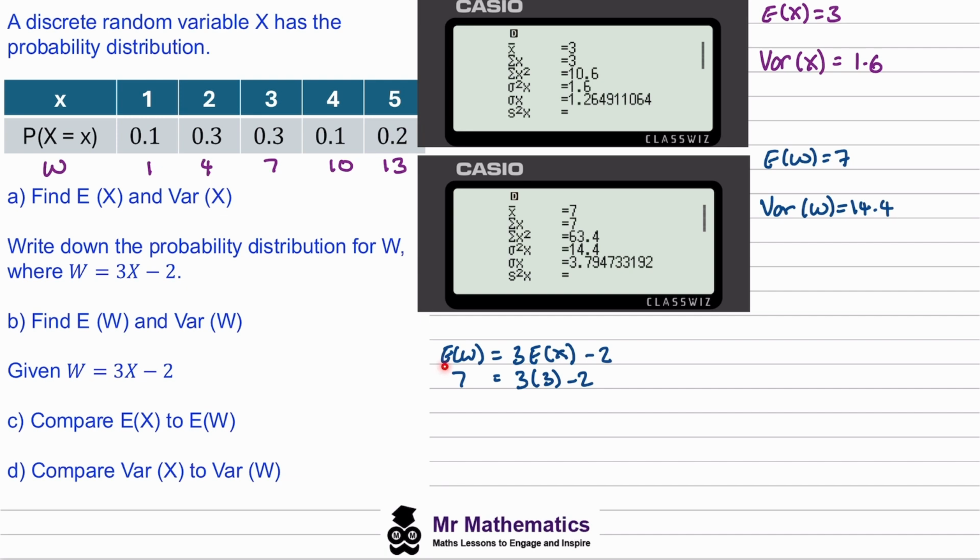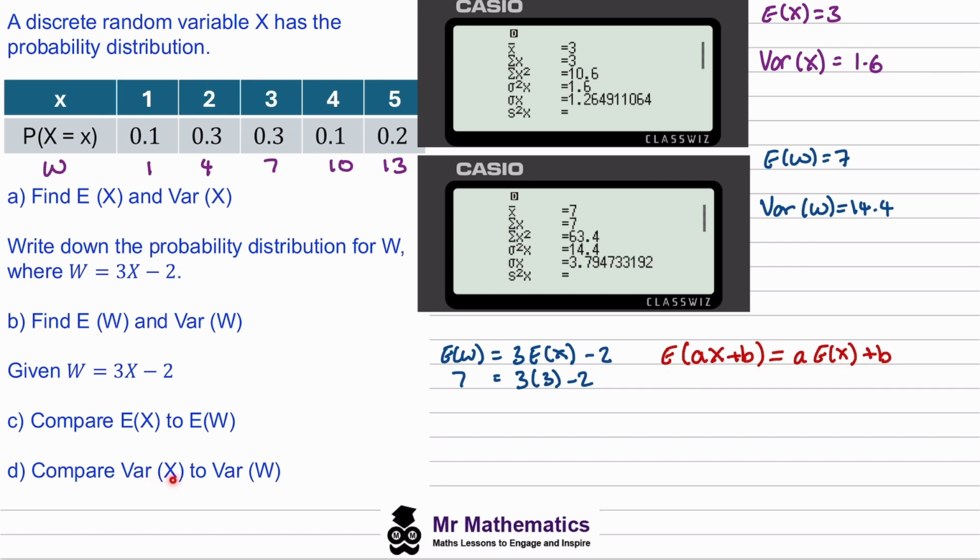So if we generalize this relationship, if we have the expected value of a linear function of x, so in the form of ax plus b, where a and b are constants, this will be exactly the same as a times the expected value of x plus b. And this is a really important equation when it comes to discrete random variables.